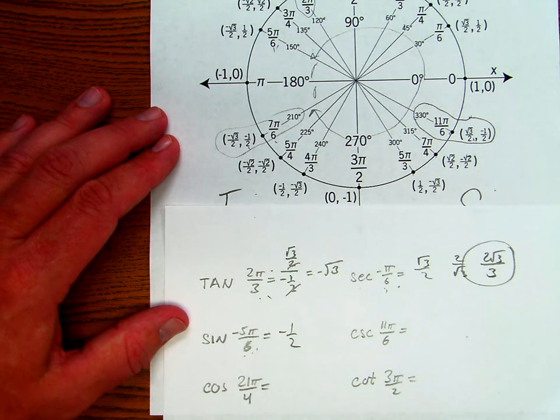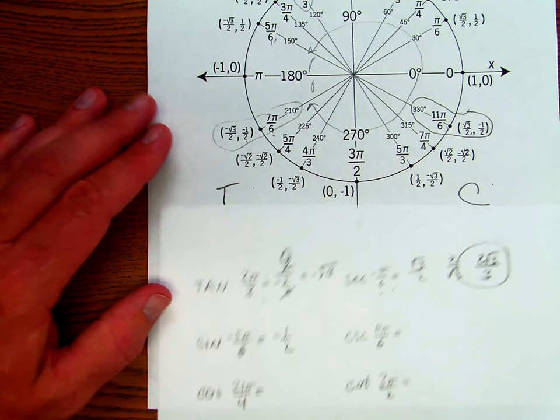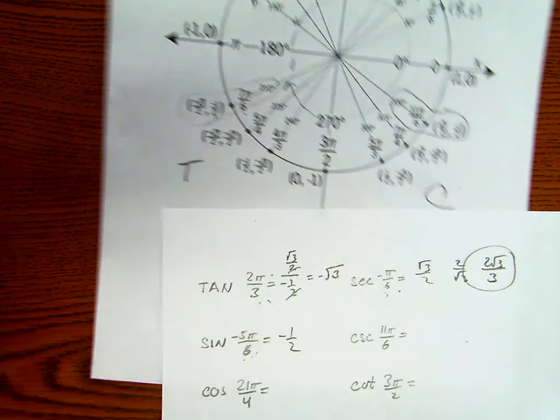All right, that one unit circle is kind of marked up. I'll get a new one for the next couple of examples.